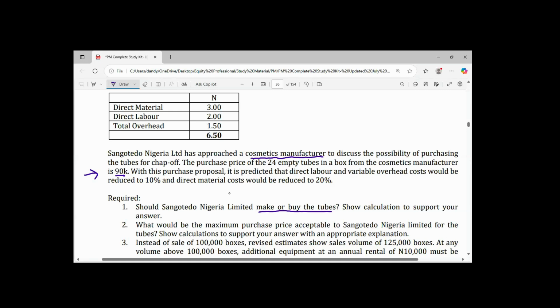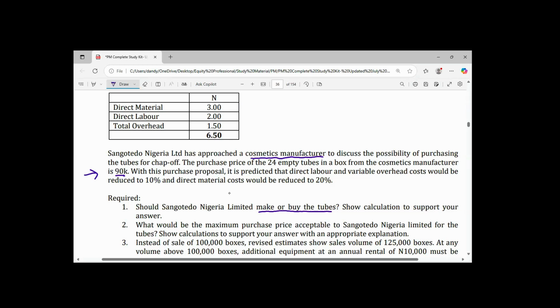You're now told further that with this purchase proposal, it is predicted that direct labor and variable overhead costs will be reduced to 10%, while direct material costs will be reduced to 20%. So simple. What am I supposed to do? I've already found the supplier's quotation to be 90 kobo per box. Then all I need to do now is either use absolute value or per unit value. If I want to use absolute value, I will just multiply the activity level of 100,000 boxes with 90 kobo. That will give me 90,000 naira. That will be the supplier's quotation versus the relevant cost of making the tube.